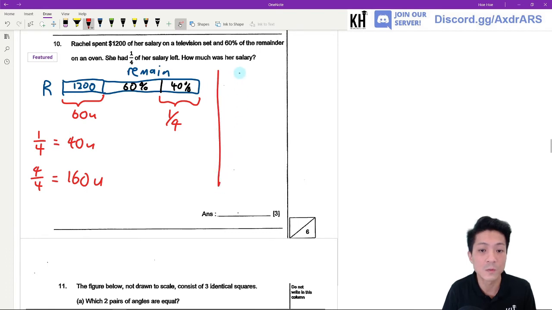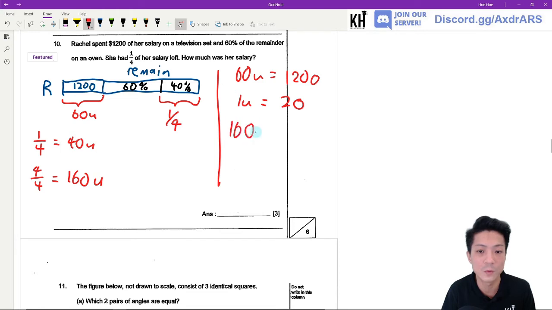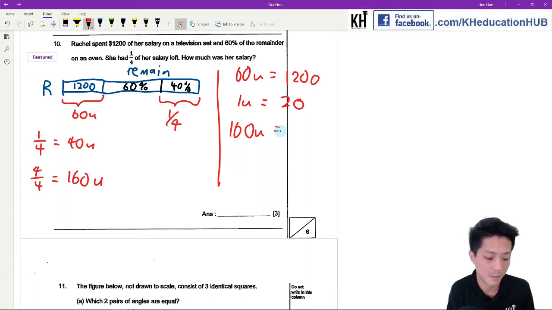Okay, so the next part we can say that 60 units is equal to 1,200. You can find what is 1 unit, 20, and you can find what the total is, 160 units, right? That will give you $3,200.